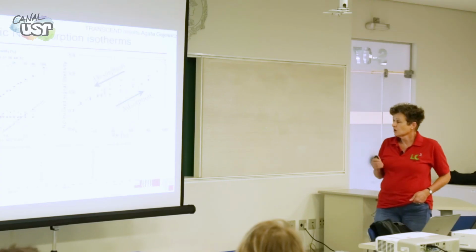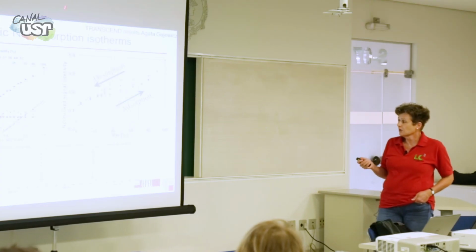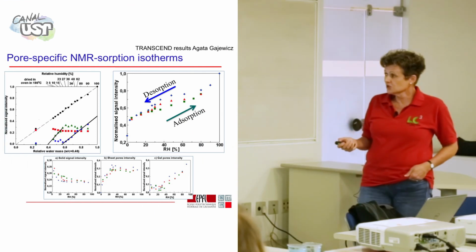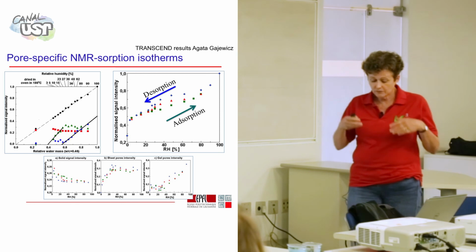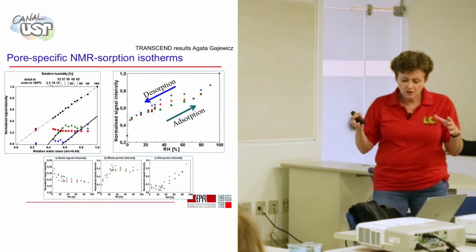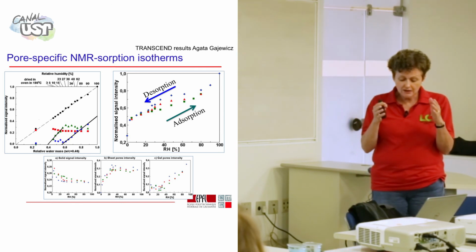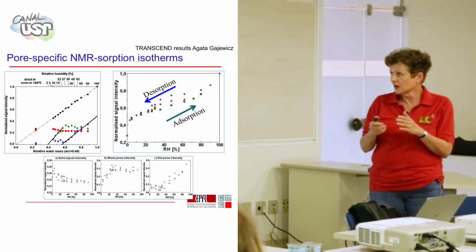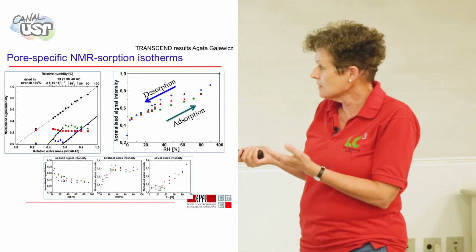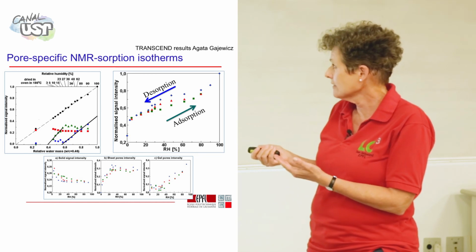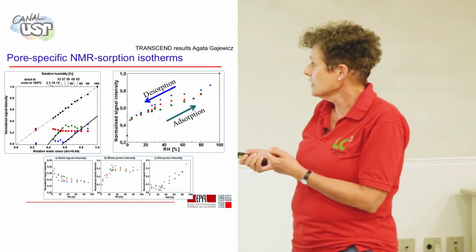There's still more information we can get from this NMR technique. So this shows us what happens to the NMR signal as we do this desorption and absorption. So this is done in a standard equipment where you equilibrate your cement paste to different relative humidities, and then after the different times, the NMR signal was carried out.